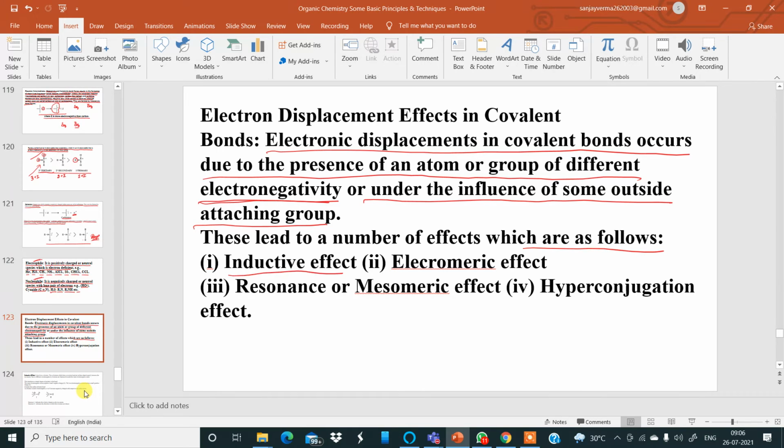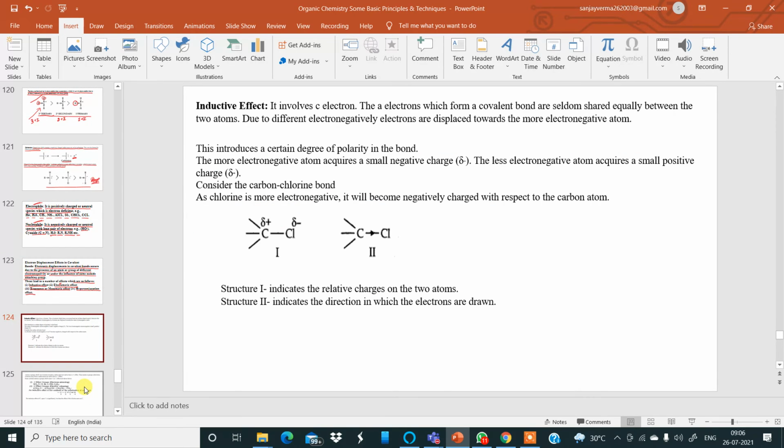One is inductive, which I have explained already. Electromeric effect is there, resonance or mesomeric effect is there, and hyperconjugation effect is there, which I've already explained in detail. This is a summarization of whatever I have taught you till the previous classes. Then, the inductive effect I've already explained to you. It involves carbon electrons. The electrons which form a covalent bond are seldom shared equally.